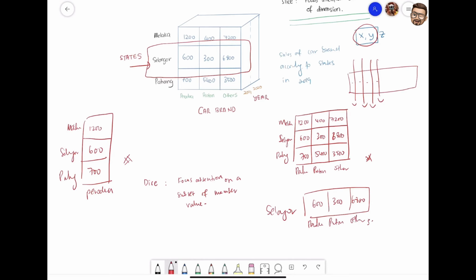Okay, so dice means a subset of the members. So what is the member? Maybe Selangor, Melaka, or Pahang, or Perodua, Proton, or others. Okay, so you focus on the members of the dimension.